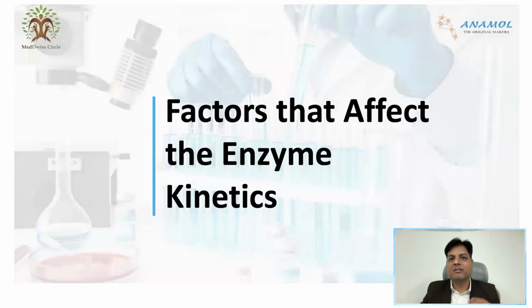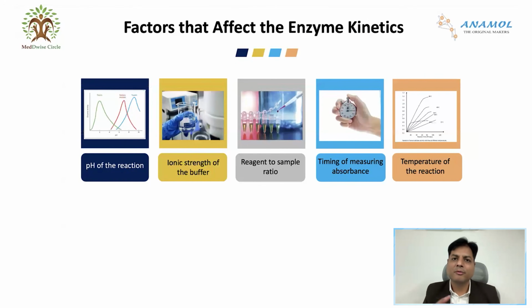Now, what are the environmental factors that affect the enzyme activity? We discussed that in our day-to-day pathology lab, there are 5 major environmental factors that affect the enzyme activity. The first one is the pH of the solution. Second, the ionic strength of the buffer. Third, the reagent to sample ratio, because when the reagent to sample ratio changes, it actually affects the enzyme kinetics.